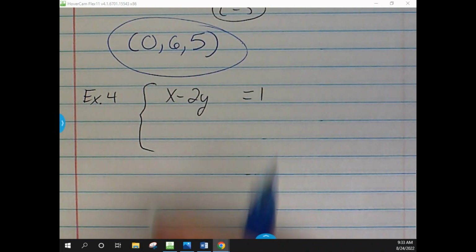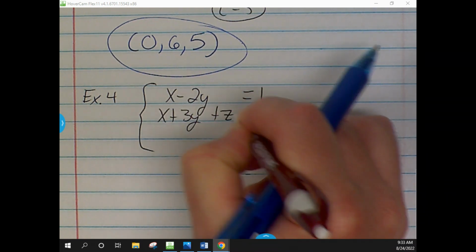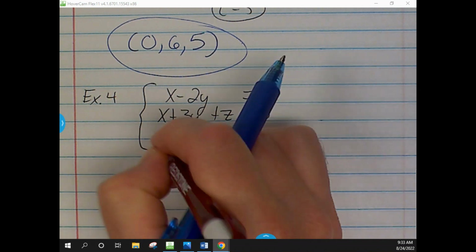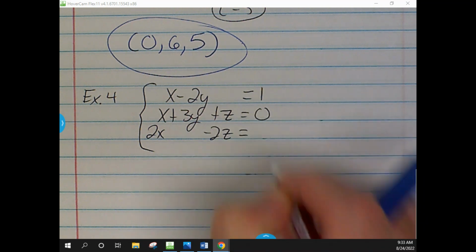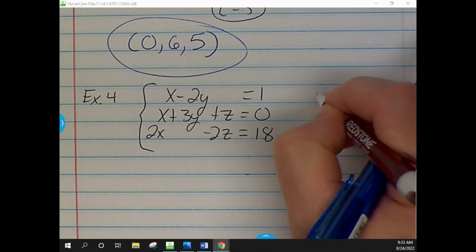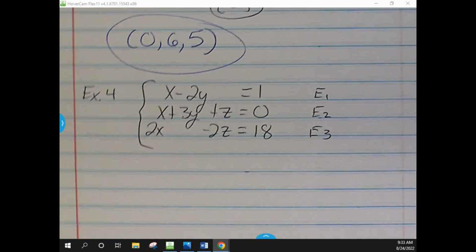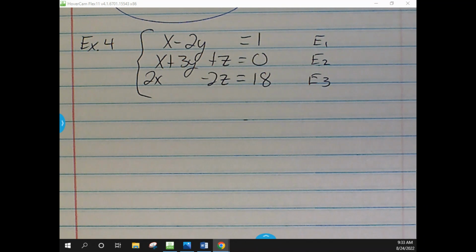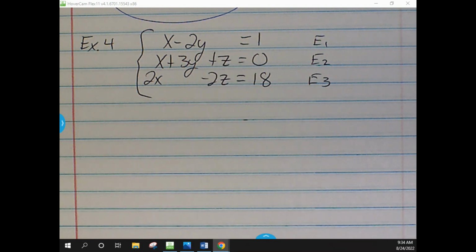All right, so for this one, we'll go x minus 2y is equal to 1. We've got x plus 3y plus z equals 0, and then 2x minus 2z equals 18. And sometimes people get thrown off on this one because they're like, well, hey, there's stuff missing. There's a y missing here, and there's a z missing here. That's actually good because what that means is they did step 1 for you.